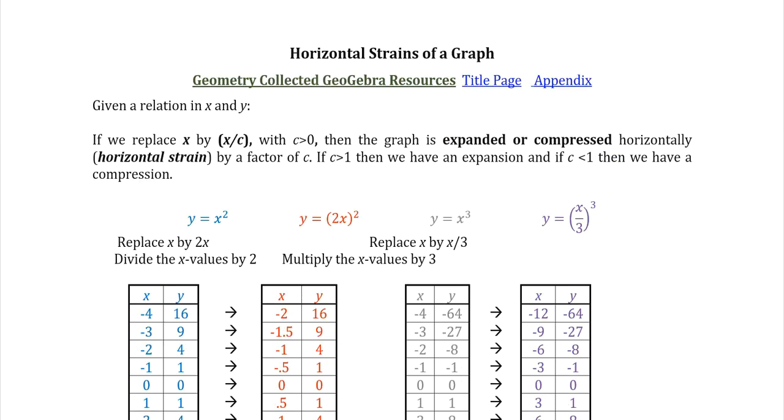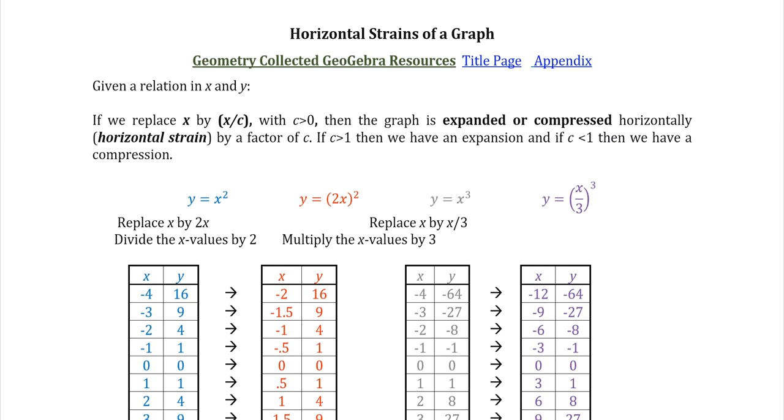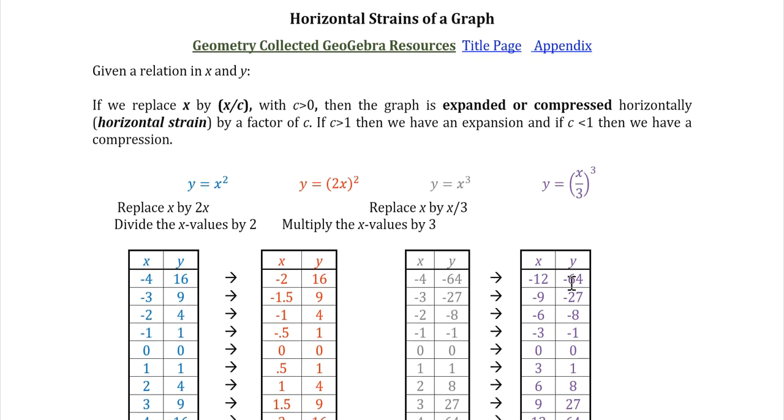So they're pretty straightforward when you're looking at formulas. Let's look at a horizontal strain first. First of all, we're given any relation in x and y. If we replace x by x divided by some positive constant c, then the graph is expanded or compressed horizontally, a horizontal strain, by a factor of c. If c is bigger than 1, we have an expansion. If c is less than 1, we have a compression. Of course, if c equals 1, then it's just the identity function.